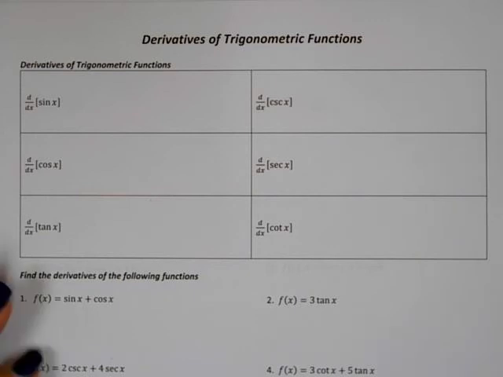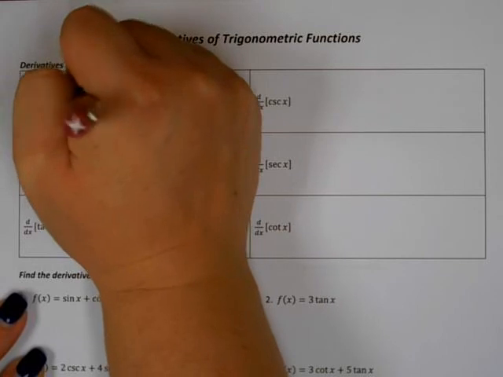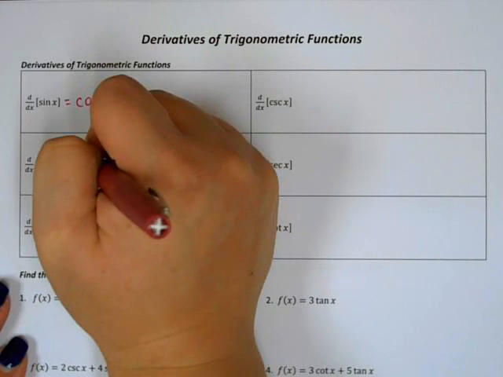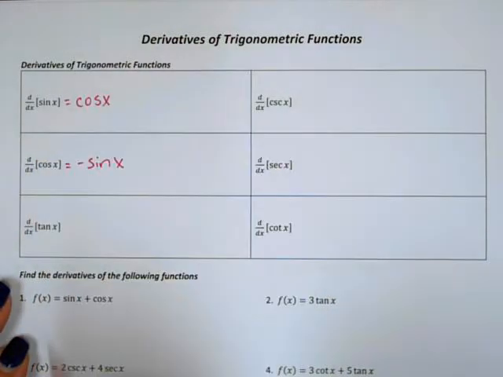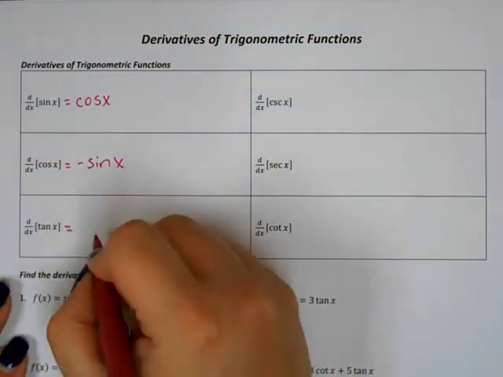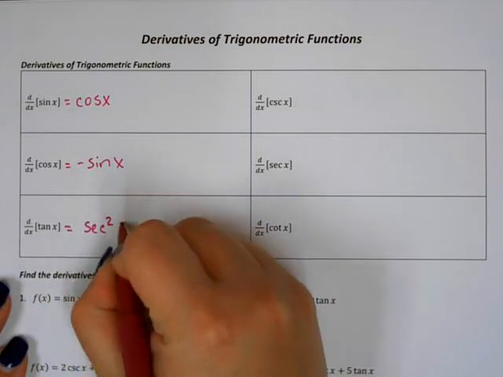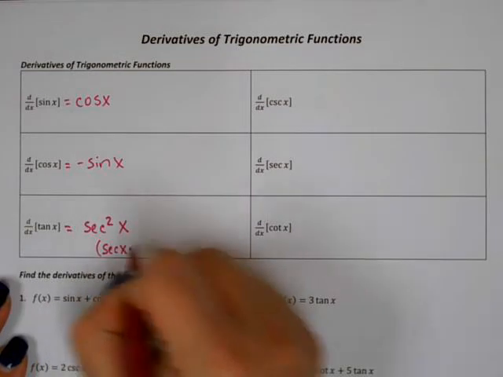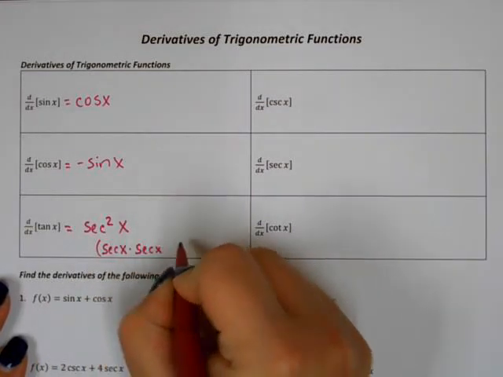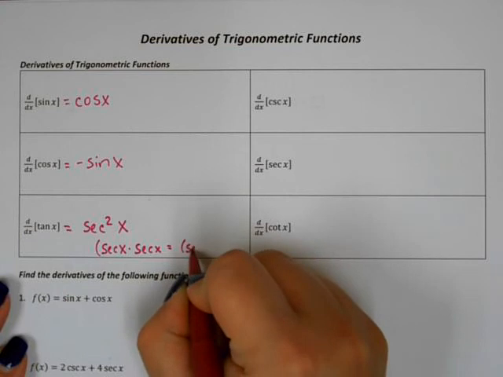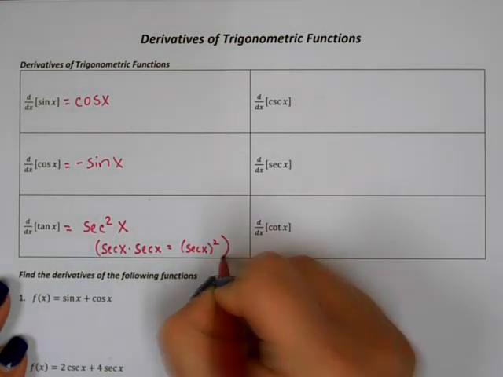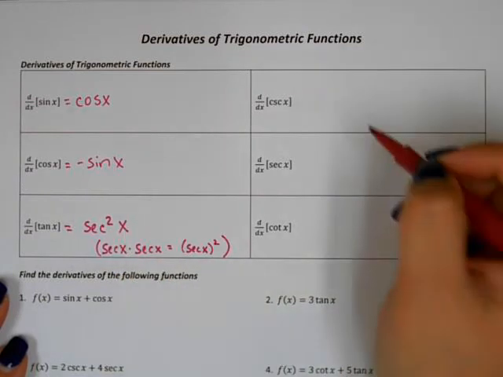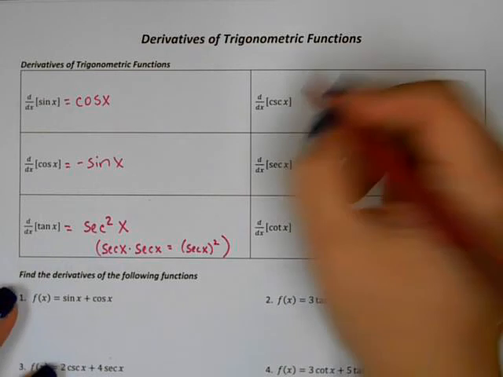So the derivative of sine of x is cosine of x. The derivative of cosine of x is negative sine of x. Derivative of tangent is secant squared of x, which, just as a reminder, you guys, that means secant of x times secant of x, or we could call it secant of x quantity squared. All right, but usually we write the 2 after the secant and then we write the x. But that's what that means, just as a refresher from trig.